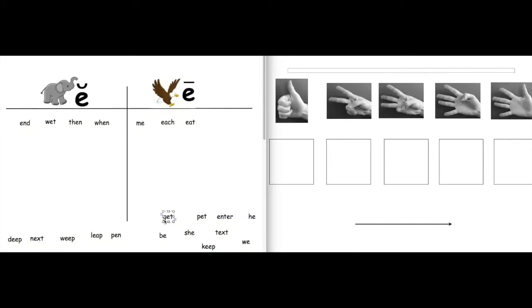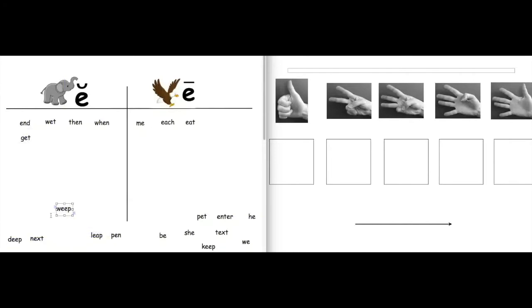Get. Let's make the sounds in the word get. G, E, T. Get. 3 sounds. Are you ready? Did you hear it? G, E, T. There it is. Short E. Let's look at this one.